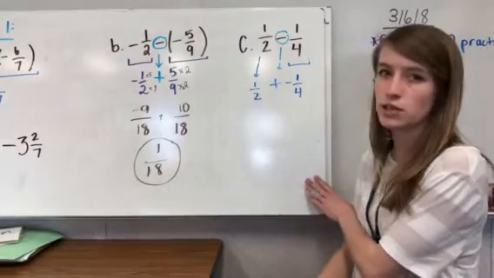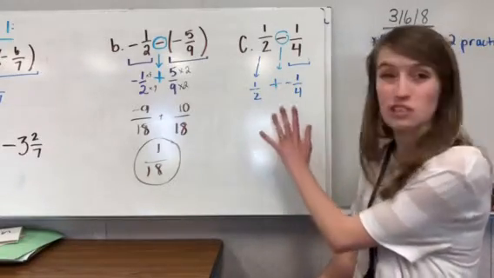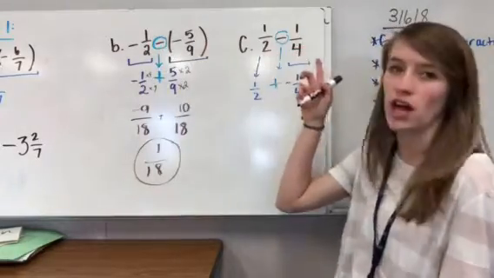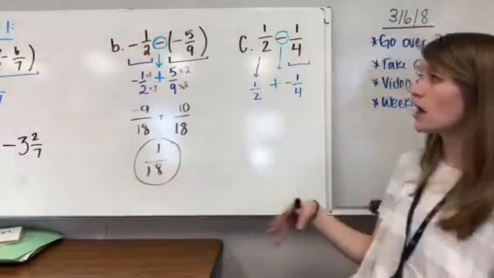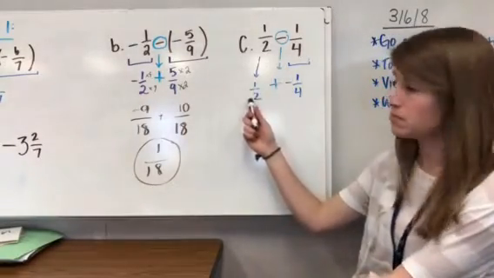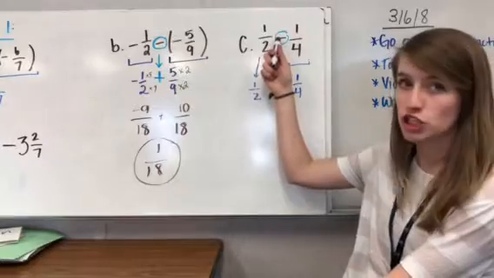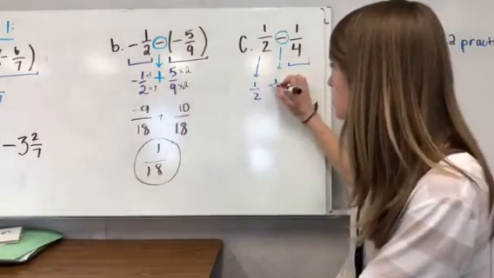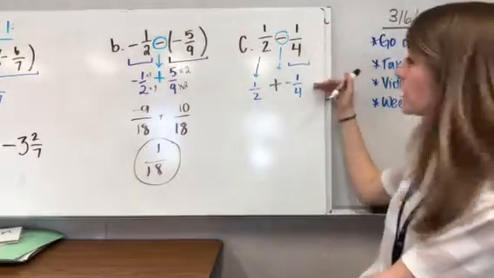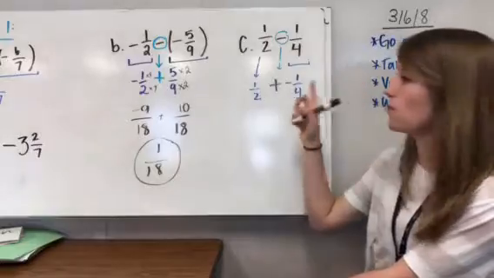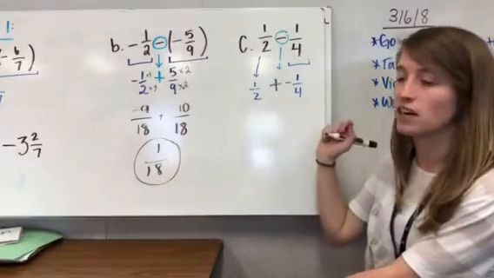Let's try one more. This one isn't on your page. Please write it down because it's really important that we see one that has just subtraction instead of subtracting a negative. So keep, change tells me I keep 1/2. I change, instead of subtraction, I'm going to add. Instead of 1/4, I'll take the opposite, which is -1/4. So instead of 1/2 minus 1/4, I now have 1/2 plus -1/4.